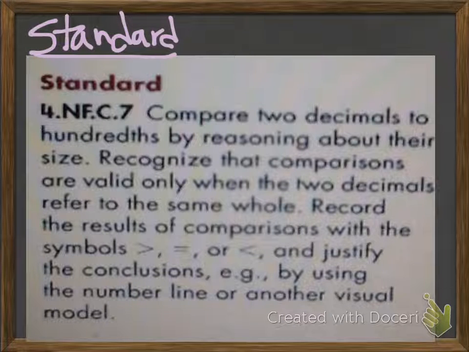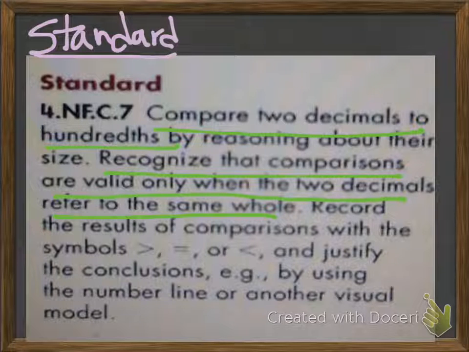Our standard is to compare two decimals to hundredths by reasoning about their size, and recognize that the comparisons are valid only when the two decimals refer to the same whole, and we'll record the results of comparison with symbols and justify the conclusions, e.g. by using the number line or another visual tool, which is what we're going to use today.